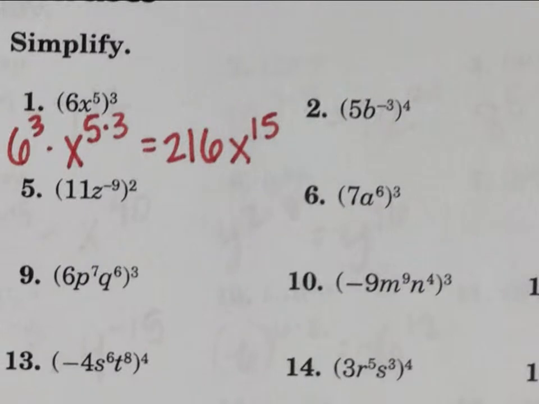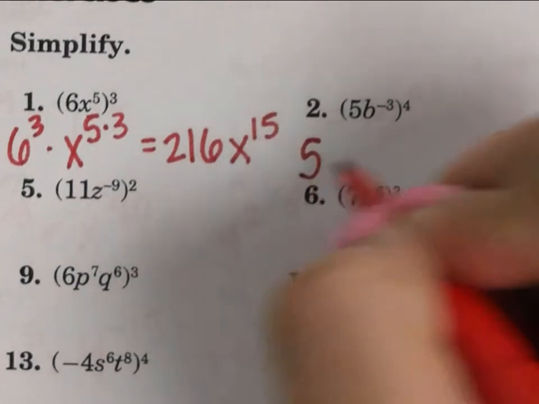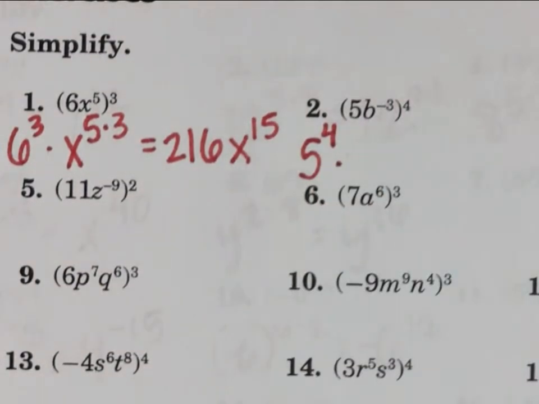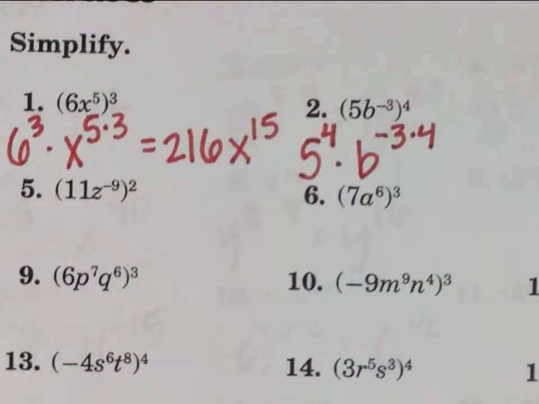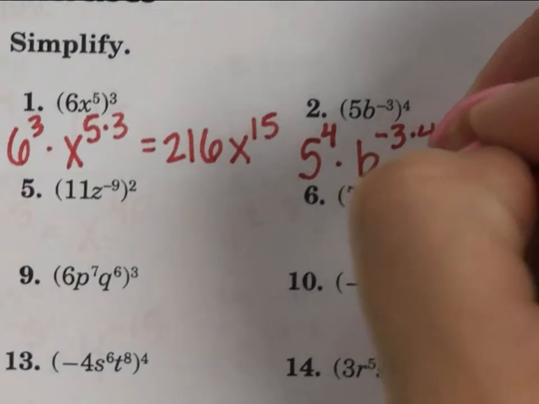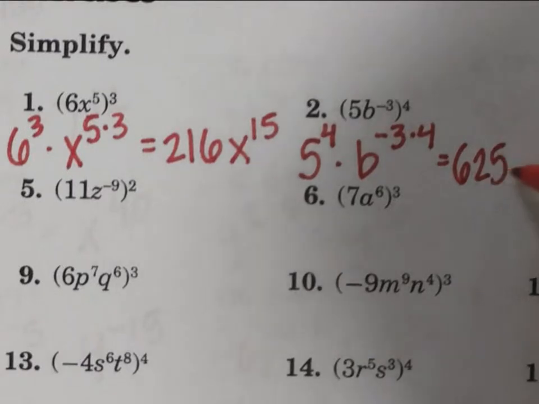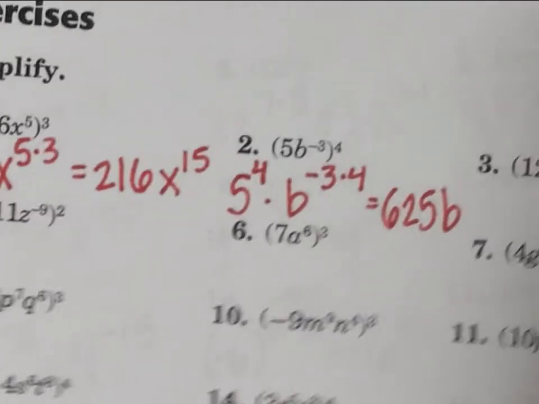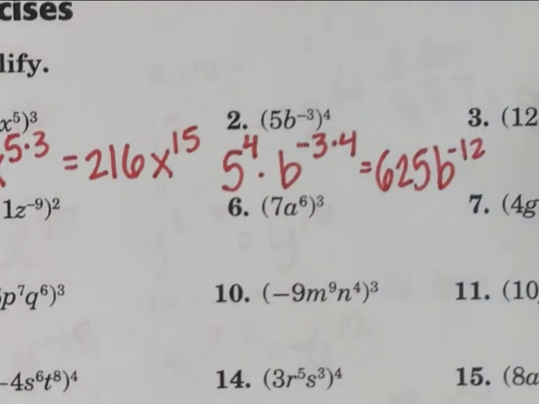Number 2, I want to take my coefficient apart first. So I've got a coefficient of 5, so that means I've got 5 to the 4th times b to the negative 3rd to the 4th. So then when I multiply 5 4 times, that should give me 625. B to the what? Good, negative 12. Any questions on that so far?